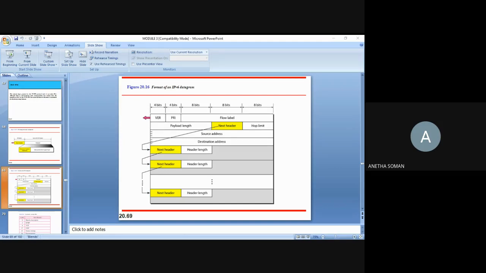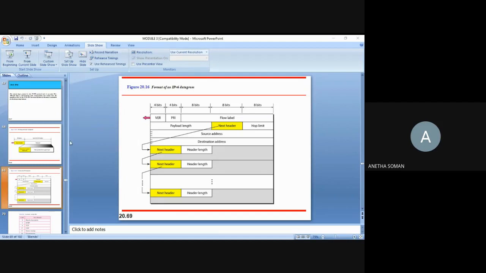And the next ones are the source address and the destination address. Source address is a 128-bit internet address. It denotes the original address, the source address of the datagram. And destination address identifies the final destination of the datagram. Okay, so these are the various fields in IPv4 and IPv6.